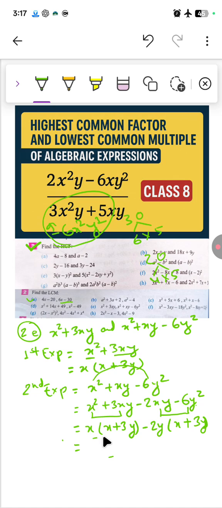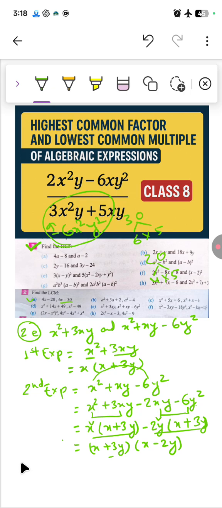Now between these two terms, let us find out what is common. So we see x plus 3y is common. Now the remaining terms, that is x and minus 2y, will be written in another bracket, x minus 2y. So this is the product form for the expression x square plus xy minus 6y square.